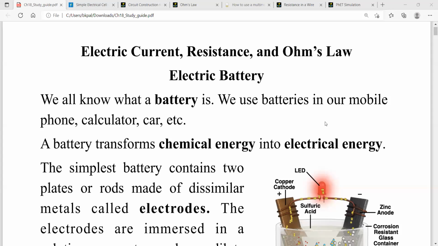All right, so let's start chapter 18. Here you will be learning about electric current, resistance, and Ohm's law.